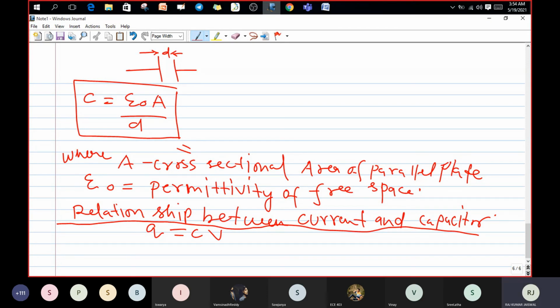Dear students, are you with me? Yes, sir. Put the heading. Relationship between the current and capacitor. Okay, did you complete the heading, guys? Tell me, did you complete the heading? Yes, sir. Okay, very good.